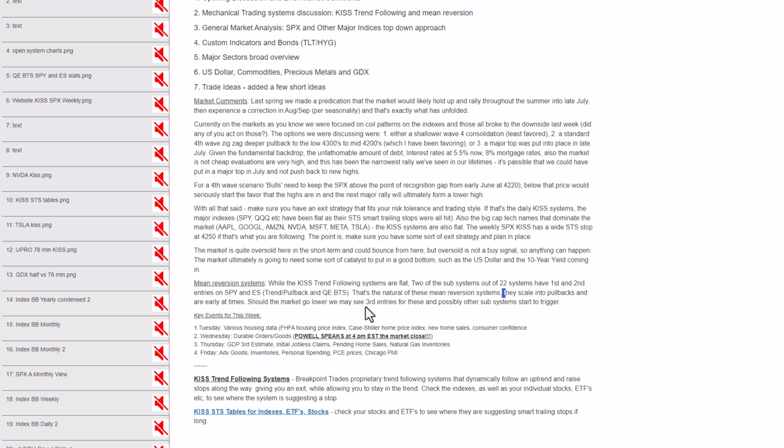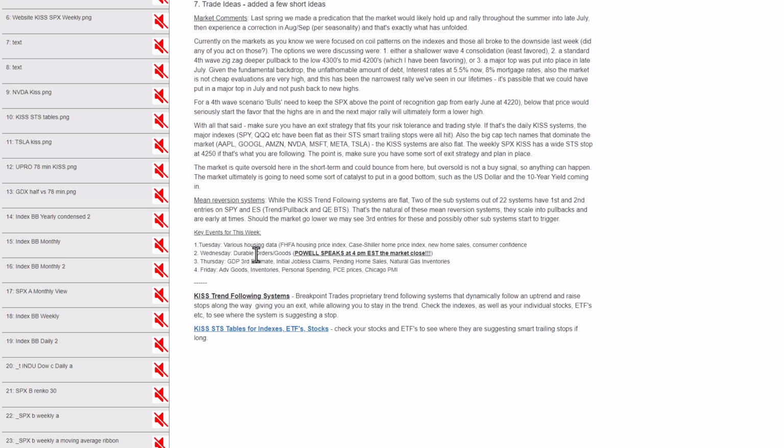If the market needs to go lower, then they may need to take additional entries, or some other subsystems could trigger. The key events for this week: Tuesday, we have various housing data, Case-Shiller home index, new home sales. The big one, quite honestly, guys, is on Wednesday. Obviously you have durable goods and everything, but right at the close, 4 p.m. Eastern, Powell speaks. That's going to be huge. So when the market closes on Wednesday, don't just head off and go to the gym and play golf. You might want to pay attention to that. That's going to be a big catalyst. Thursday, of course, we have GDP, initial jobless claims, more home sales. Friday, ADV, inventories, personal spending.